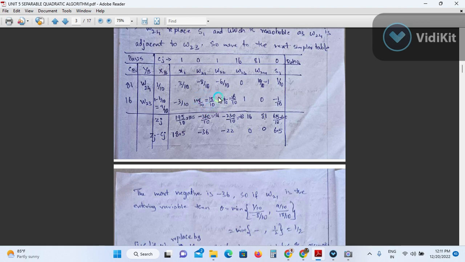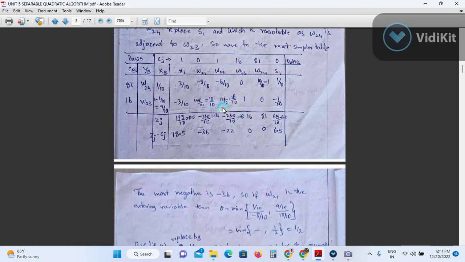Now the thing is what? W23 is replaced by W21. But as per our assumption, if you replace it, then that point should be adjacent to the other one, right? So W21 should be adjacent to W24, but it is not the case. If W21 replaces W23, then W21 is not adjacent to W24. Therefore, it is violating our assumption. Therefore, we have to move to the next most negative value.